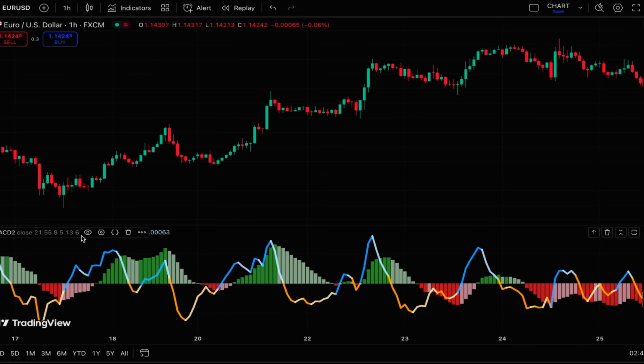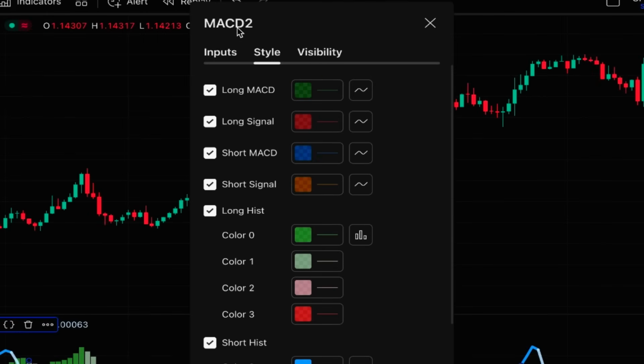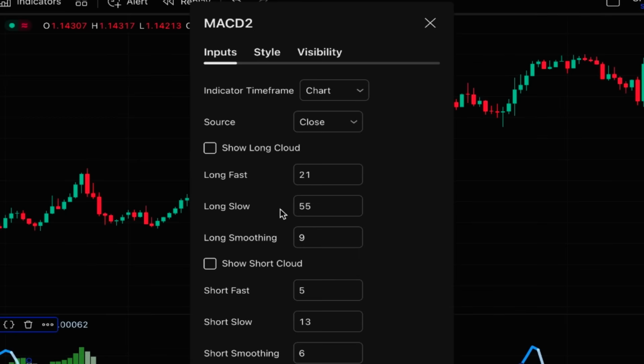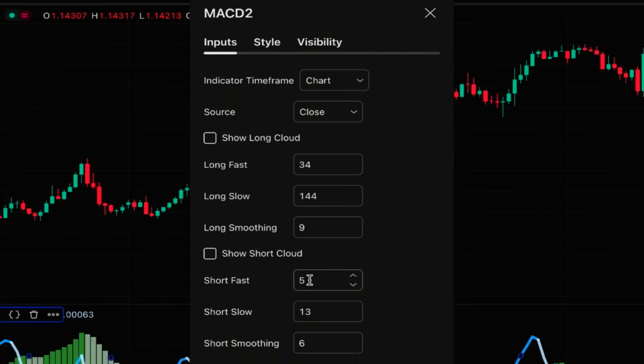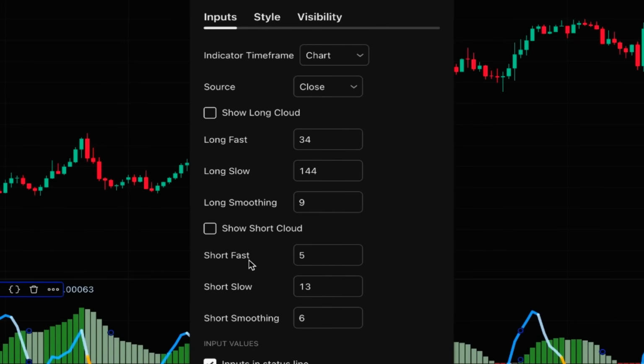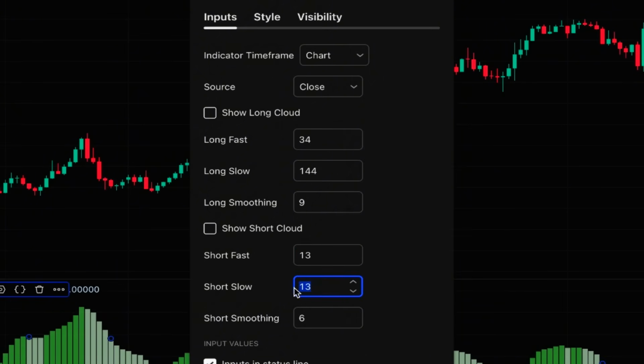So we go to the settings of this double MACD, and here in the inputs tab, for the first MACD, for the fast length, we set it at 34, and for the slow length, we set it at 144, and for signal smoothing, 9 is okay. And then here for the second MACD, for the fast length, we set it at 13, and for the slow length, we set it at 21, and for signal smoothing, we set it at 9.